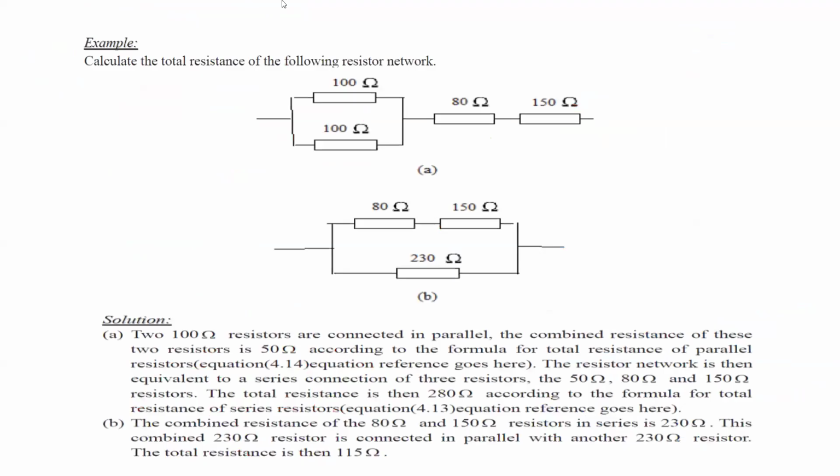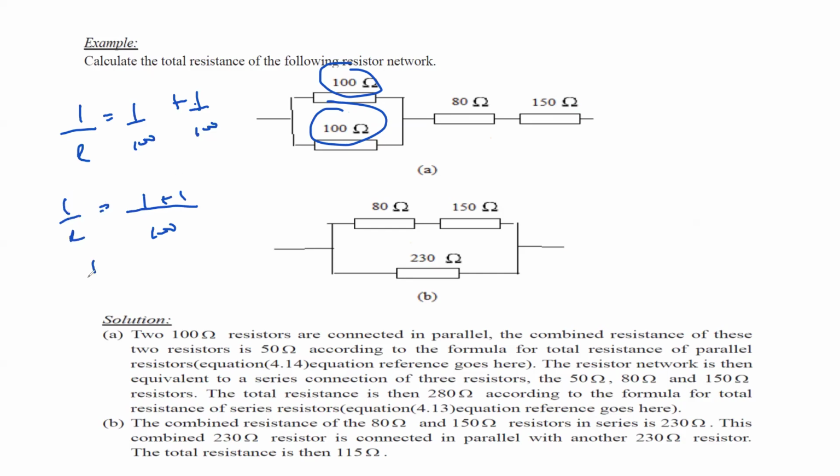If you want to work out the combined resistance, these two are connected in parallel. You can use the formula 1 over R is equal to 1 over R1 plus 1 over R2. And then after taking the LCM, it will be 1 plus 1. So 1 over R is equal to 2 over 100. Or we cross multiply because we need R. So R will be 100 divided by 2, which is 50. This is one way of doing the question.